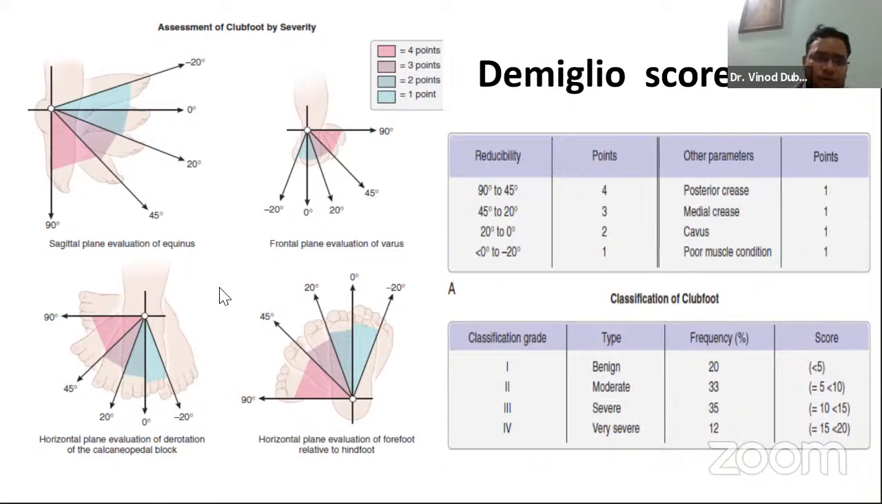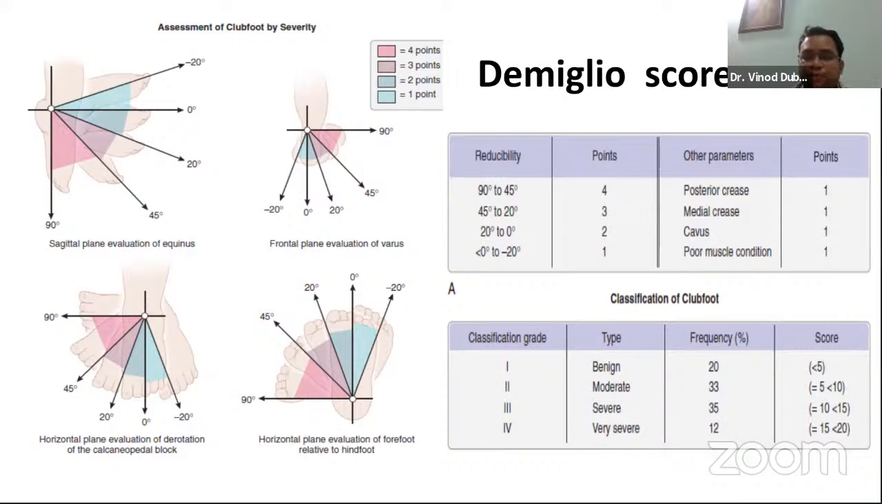So here you can see how they are grading. Basically, the equinus is graded. If the equinus is more, the grade is more. If equinus is less, the grade is less. Same thing goes for hindfoot varus. If the varus is more, the score is more. If hindfoot varus is less, the score is less. And they have divided it like 45 to 90 degrees is 4 points, then 20 to 45 degrees is 3 points, 0 to 20 degrees 2 points, and minus 20 to 0 is 1. I mean, 0 to minus 20 is almost normal. So same thing in all these three dimensions: sagittal, frontal, horizontal plane.